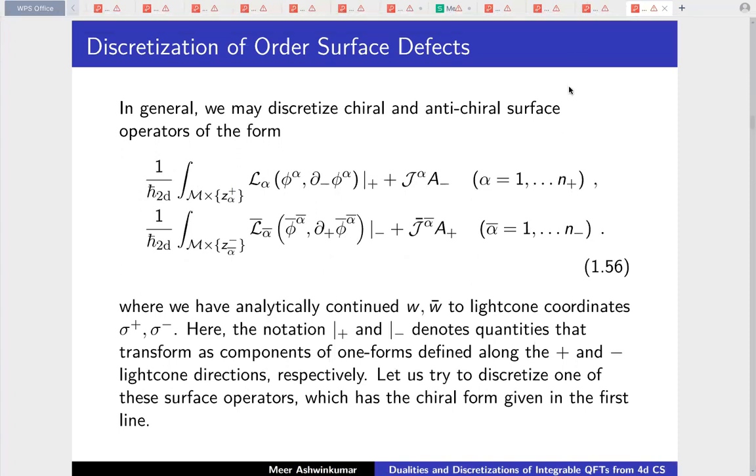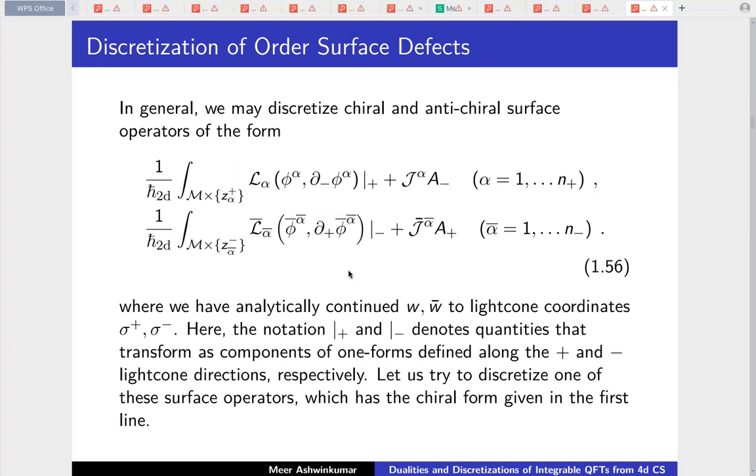So the ordered surface defects, as we saw earlier, have this form. Here, the chiral surface defect depends on A minus. So minus here is one of the light cone coordinates. We have the light cone coordinates sigma plus and sigma minus. So I've analytically continued the complex coordinates w and w-bar to the light cone coordinates sigma plus, sigma minus. Now once I do that, I also note that the surface defects that I will consider, the chiral one, will only depend on the partial minus derivative, and the anti-chiral surface defects will only depend on the partial plus derivative.